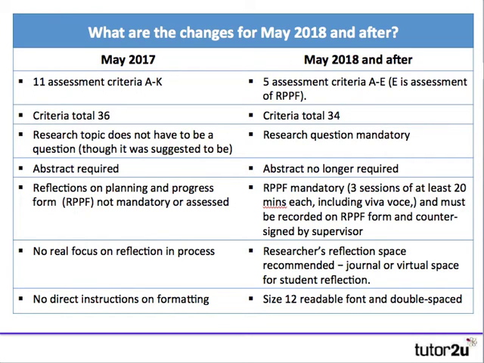The abstract is no longer required. The reflections on planning and progress form is mandatory and, of course, is assessed using criterion E. The researcher's reflection space is recommended. This is a space where students reflect on their progress so far, an informal space, but it's the reflections they can then use and pull forward into the reflections on planning and progress form and write in a more formal way. And finally, the recommendation is for size 12 readable font and double-spaced.